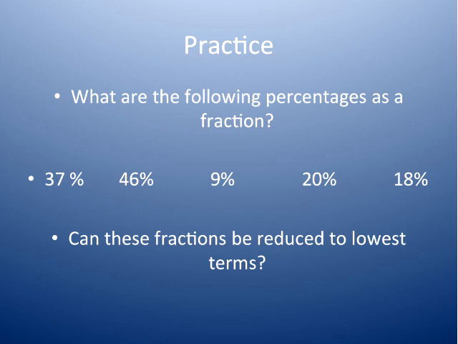Oh, William's got it reduced already. Yes, it can be reduced, and William got it right away. He divided the top and the bottom of the fraction by 20, and he got 1 out of 5.